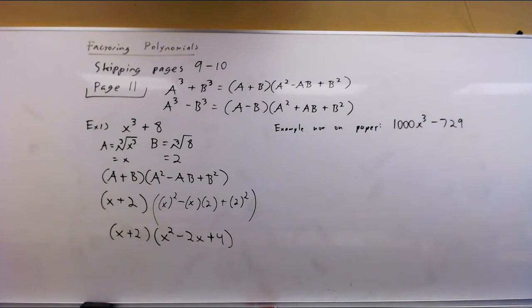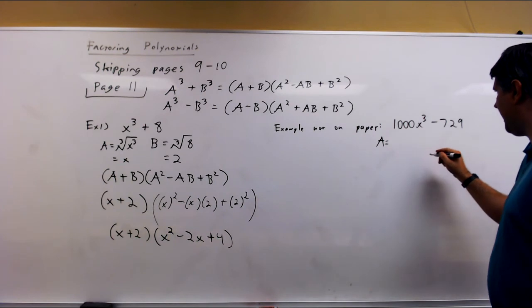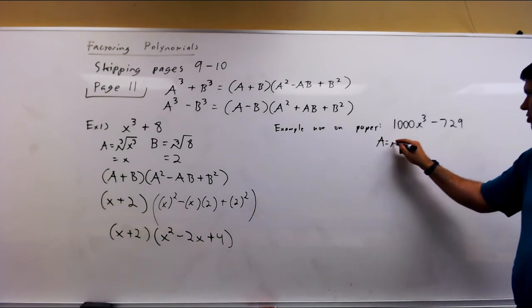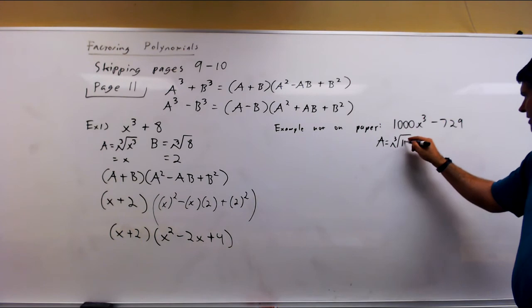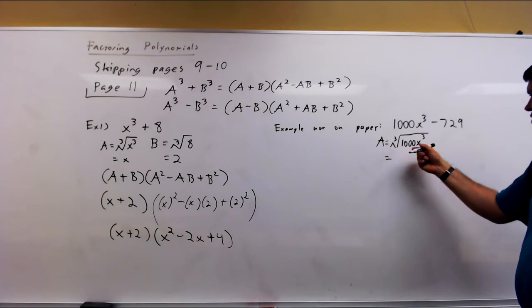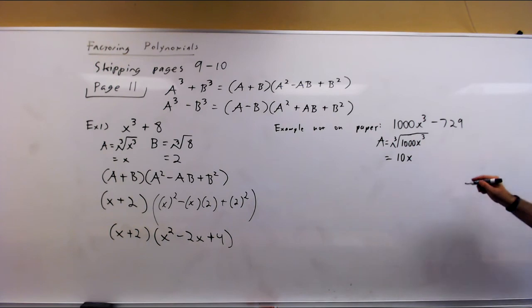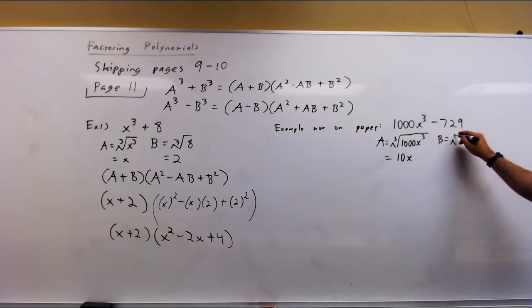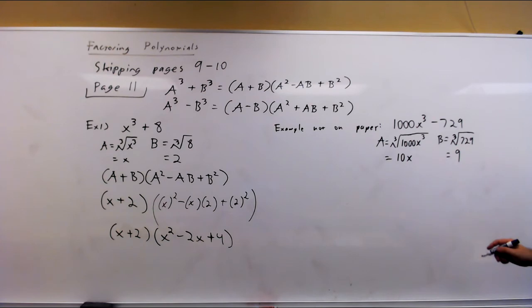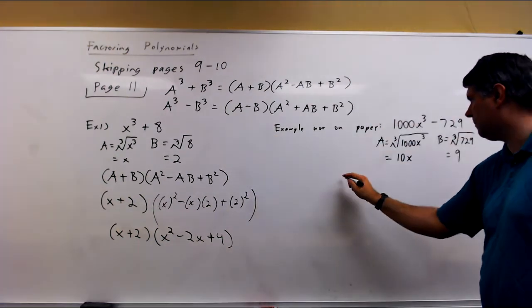All right. On this one, it's a little bit more complicated. A will be my cube roots again. So A is the cube root of 1000x cubed. The cube root of 1000 is 10. The cube root of x cubed is x. B is the cube root of 729, which is 9. All right? So, since it's the difference of cubes, it follows this rule.